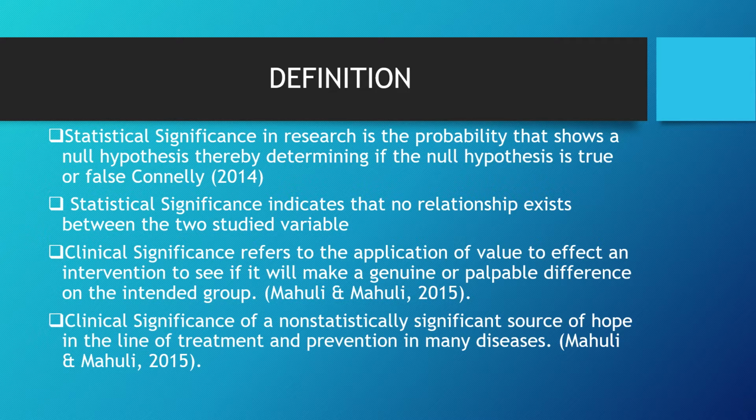Clinical significance refers to the application of values to affect an intervention to see if it will make a genuine or probable difference on the intended group. Clinical significance, a non-statistical significance, is a source of hope in the line of treatment and prevention in many diseases, because researchers will relate to the p-value, confidence interval, alpha, error, which can be type 1 or type 2, beta, and the power of the study holds the key to a successful research outcome.